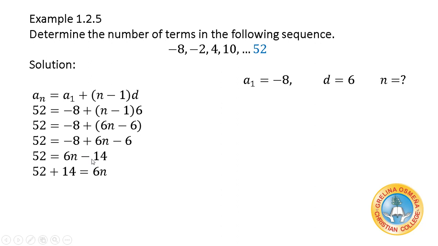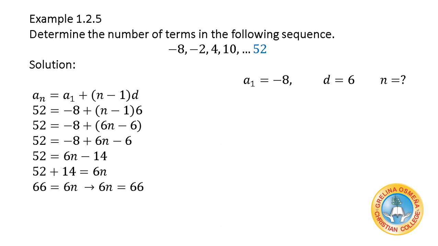So, if it is negative here, when we transfer it, it becomes positive. Okay? That's why, when we transfer it, we add 14 here. Negative 14 plus 14 so that it becomes zero on the right side. Since we added plus 14 here, it is the same number we add to the 52. So, that's why we have 52 plus 14. We just go straight. Okay?